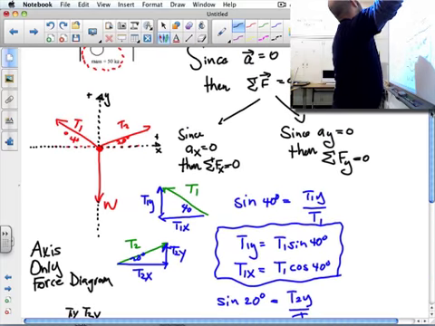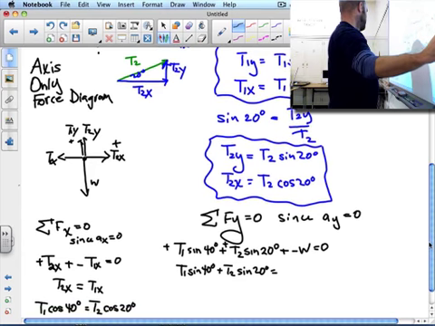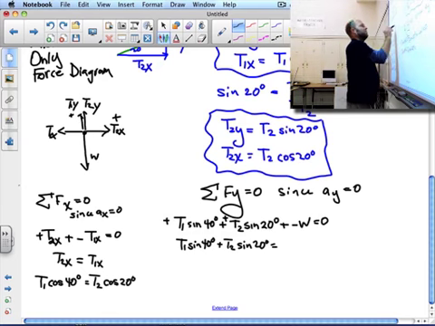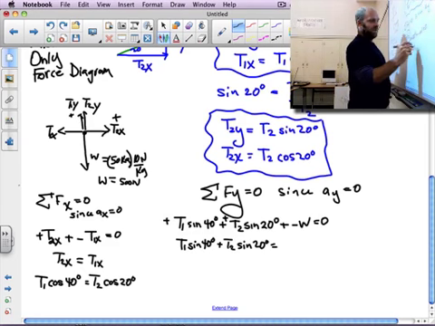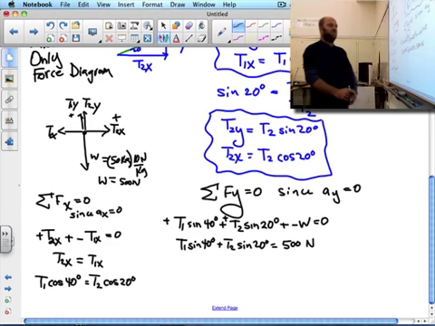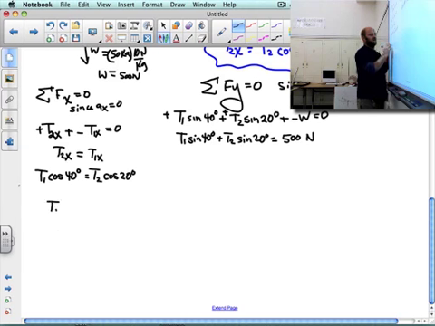Did I calculate my weight already? Well, my mass is 50 kilograms. So if my mass is 50 kilograms, my weight is going to be 50 kilograms times 10 newtons per kilogram. That means my weight is 500 newtons. Okay? So this expression has to equal 500 newtons. Now, there's a lot of ways you could do this. I'm just going to solve for T2. I'll get T2 equals T1 cosine 40 over cosine 20. And I'm going to plug this in for T2.